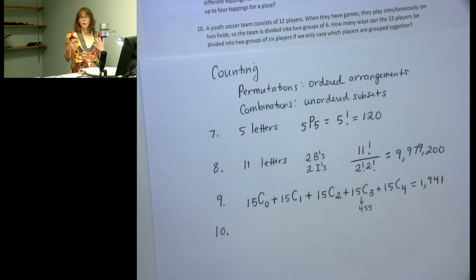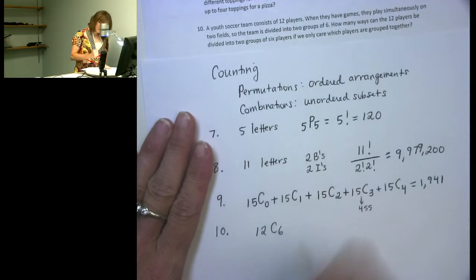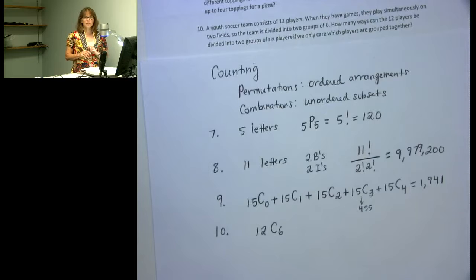Now, we don't care about order, we only care about who's in each subset, so we know we're working with combinations. So the first thing we do is say, okay, we've got 12, and we're going to choose 6. And a lot of times, probably most people stopped right there. But this is where you have to think about the subtleties with counting. Counting is tricky, much harder than you'd think.